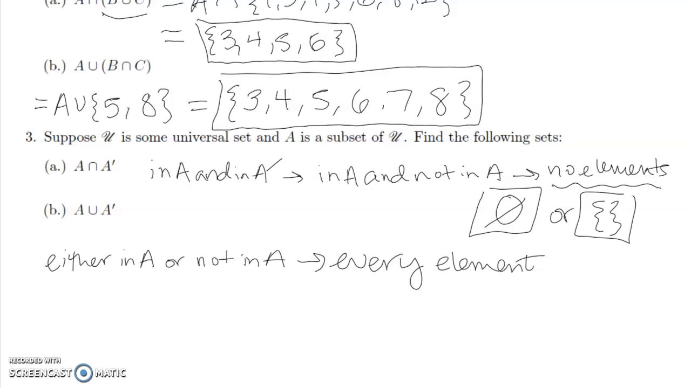There's no other option. So if we think about how to describe that, well, the set of every element is by definition that universal set. So that is the collection of everything that we're considering to be possible. So part A, our answer is the empty set, and part B, our answer is the universal set.